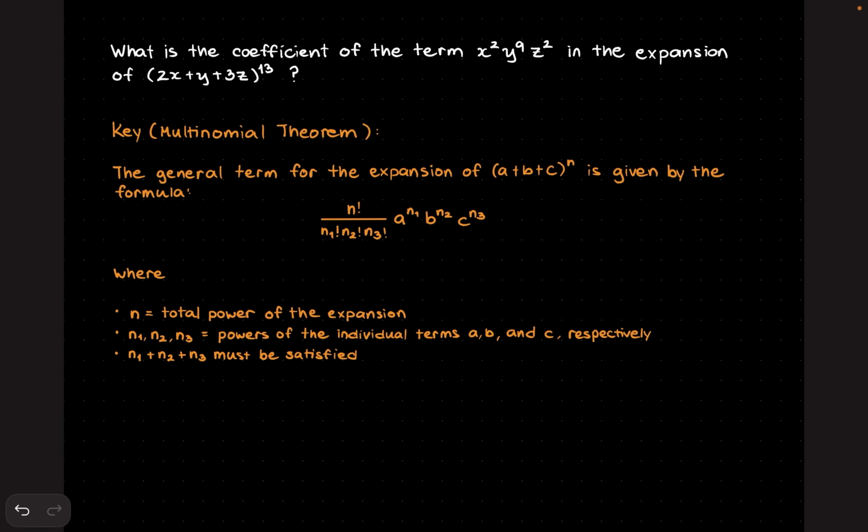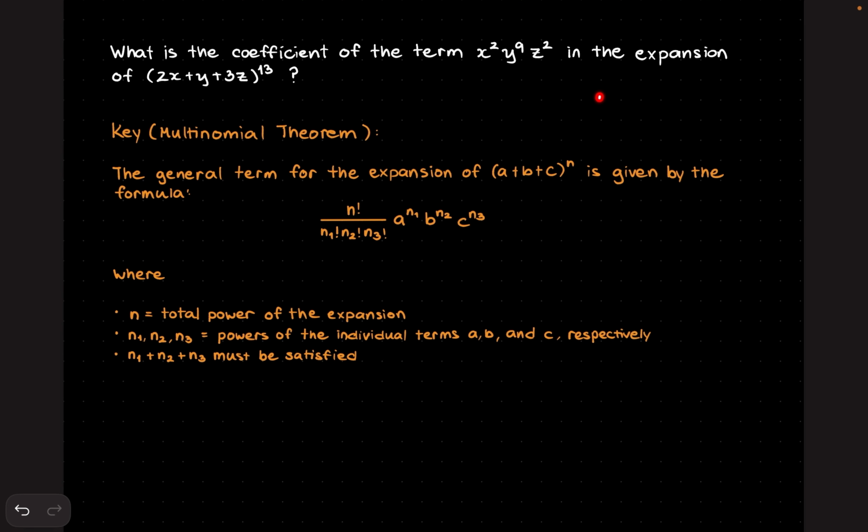Essentially, the multinomial theorem is a generalization of the well-known binomial theorem, if you know it. But instead of just having two terms, this time the multinomial theorem is for multiple terms. In particular, we specified here the multinomial theorem for 3 terms. The general term for the expansion of this is given by this formula. This is our key formula, wherein n represents the total power of the expansion, and n1, n2, and n3 represent the powers of the individual terms.